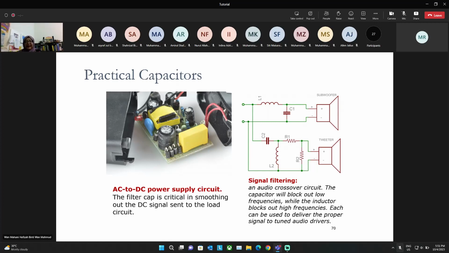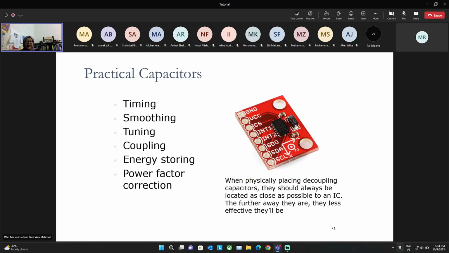Okay. And then capacitor can also be used for filtering. Untuk audio crossover circuit, for example, you can use the capacitor to filter the signal. Okay. Other than that, it's also being used for timing, smoothing, tuning, coupling, energy storing, power factor correction, also guna capacitor.